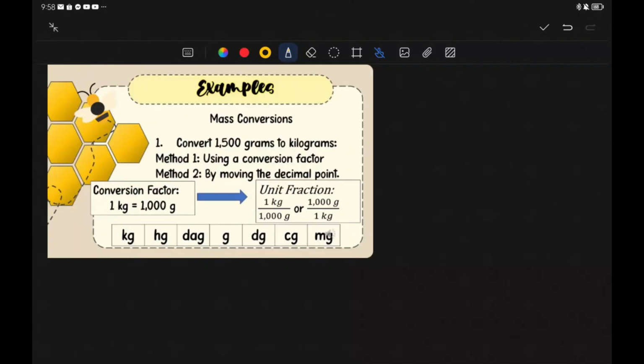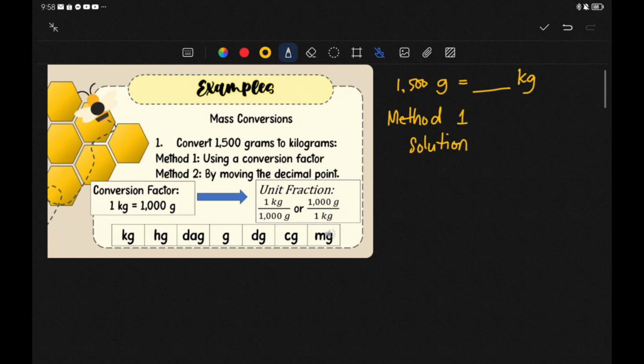Now let's proceed to the first example for mass conversions. We need to convert 1,500 grams to kilograms. How many kilograms is that? Okay. Now for method 1 solution, same as what we did in length, we are going to use the conversion factor.